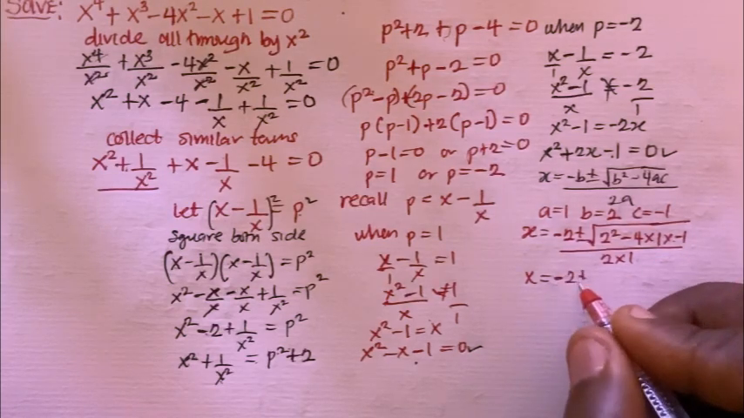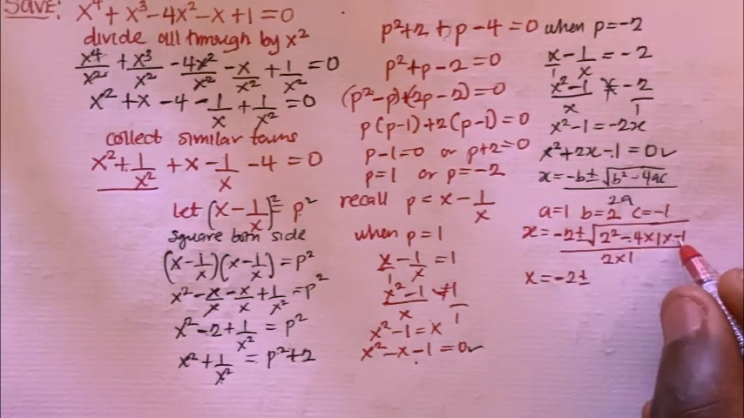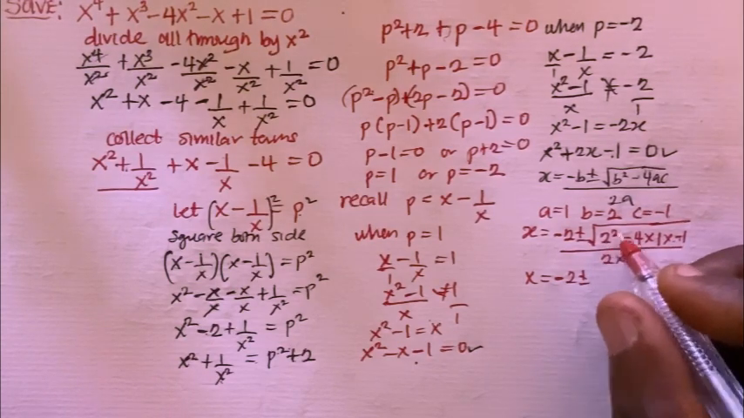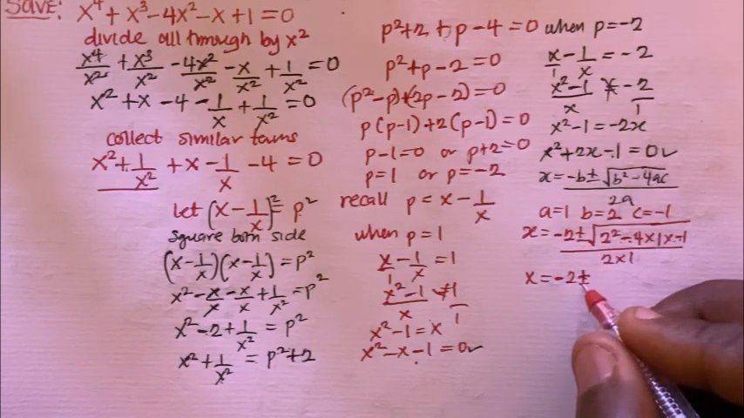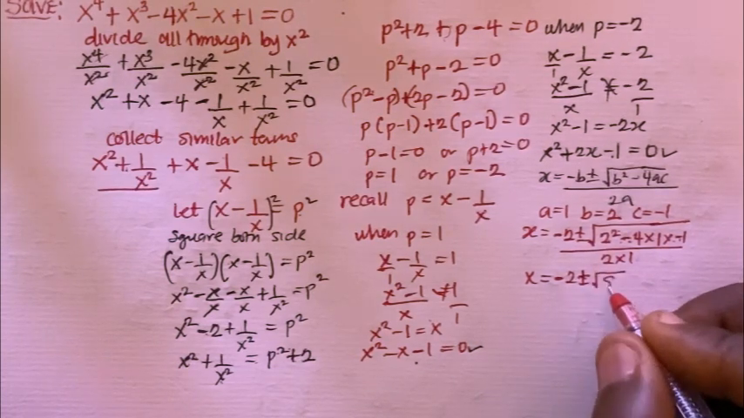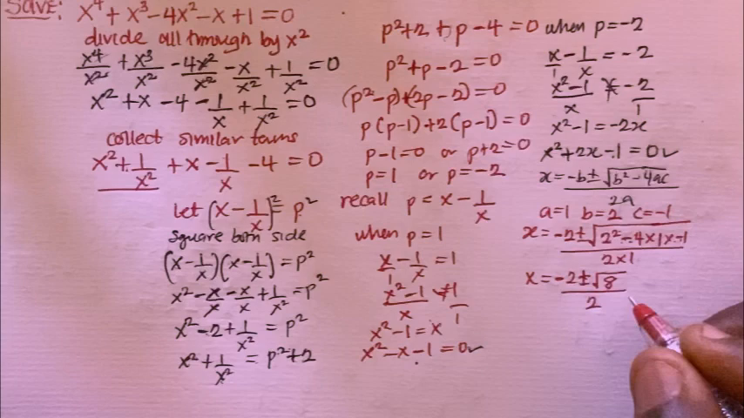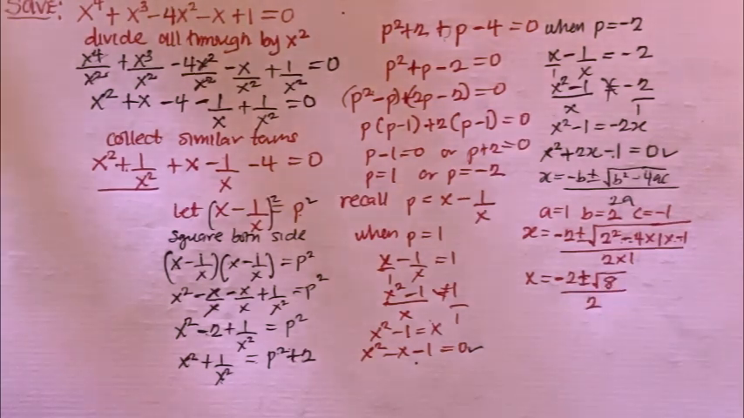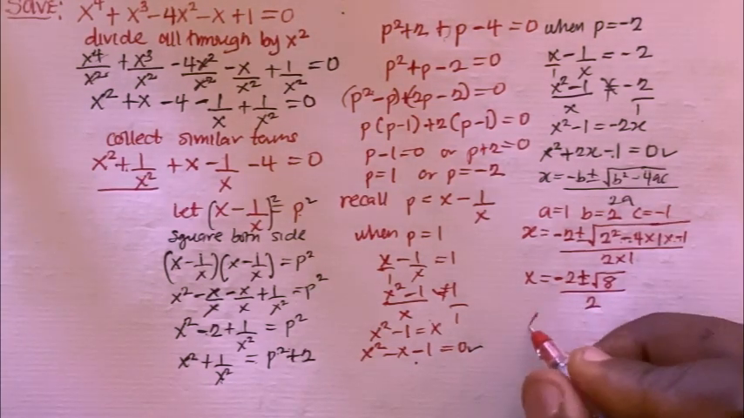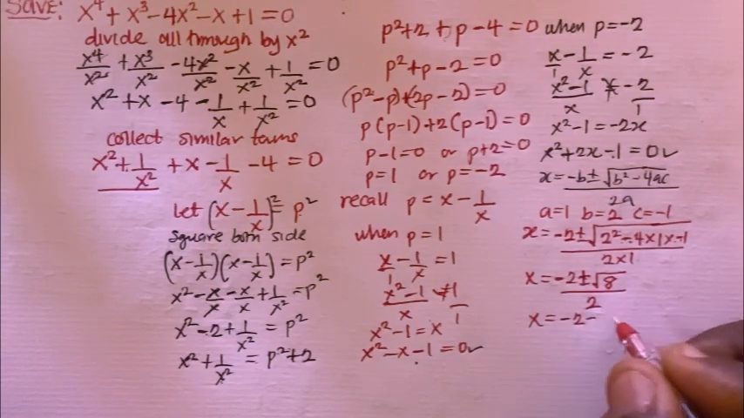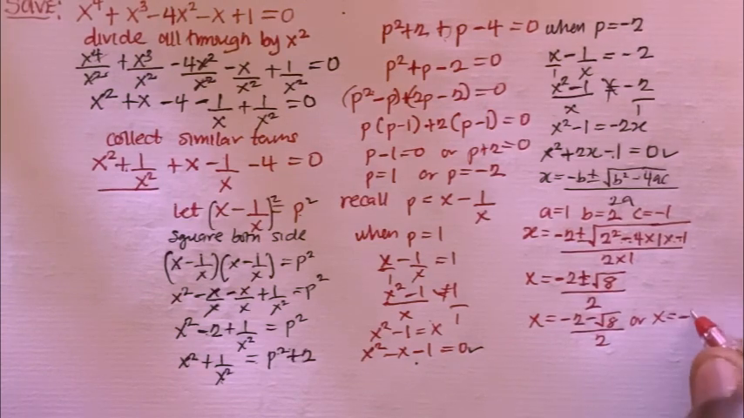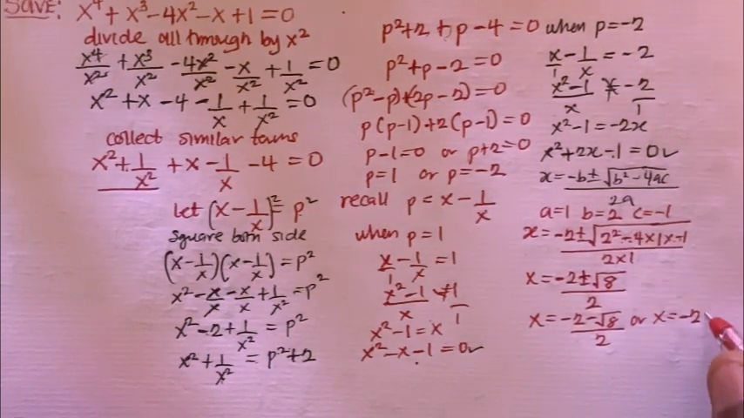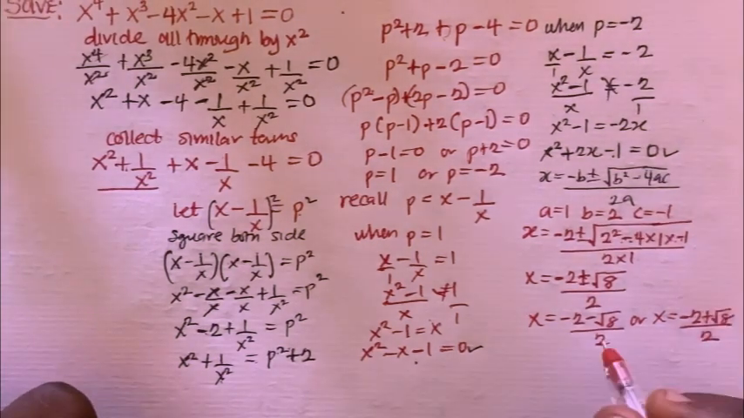So here I'm going to have x equals minus 2 plus or minus. Now, minus 4 times minus 1 is plus 4. This is 4 plus 4, that's 8. So we have minus 2 plus or minus root of 8, divided by 2. Right? So now, you can just leave your answer like this, or you say x equals minus 2 minus root of 8 divided by 2, or x equals minus 2 plus root of 8 divided by 2. So you can leave your answer like this, or like this.